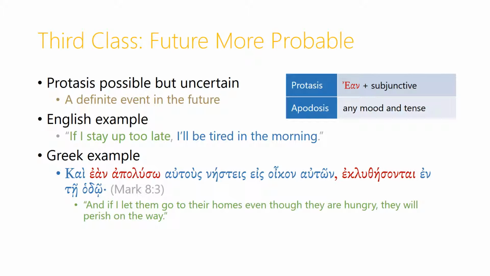The assumption here is that it's possible that Jesus will let them go to their homes hungry, but it's not definite that he will. If, though, he does let them go, the result will be that they perish on the way.